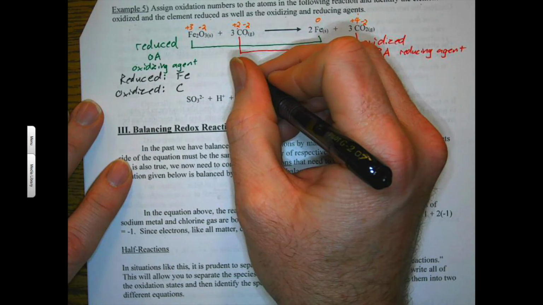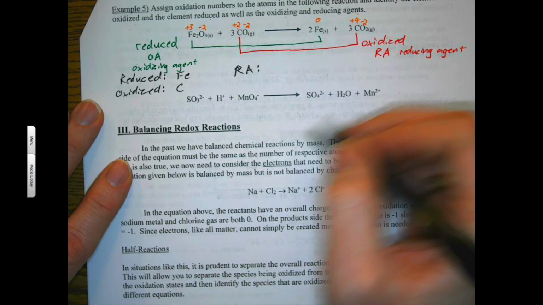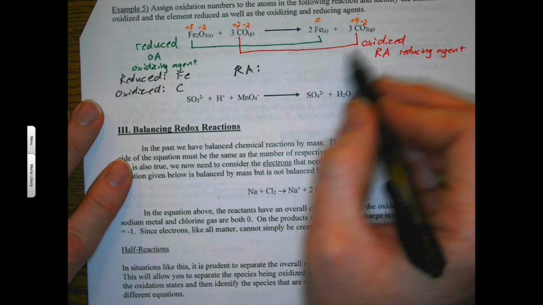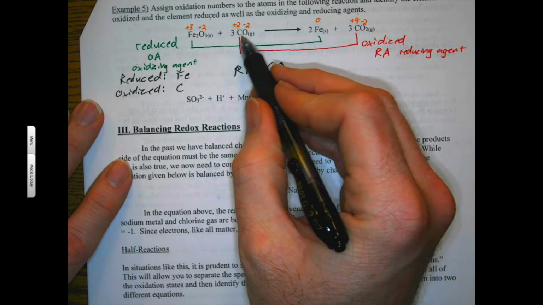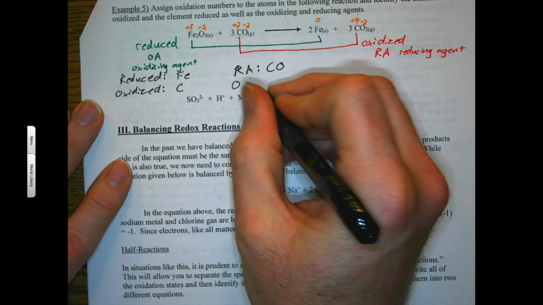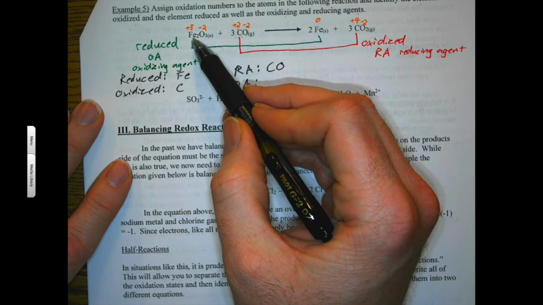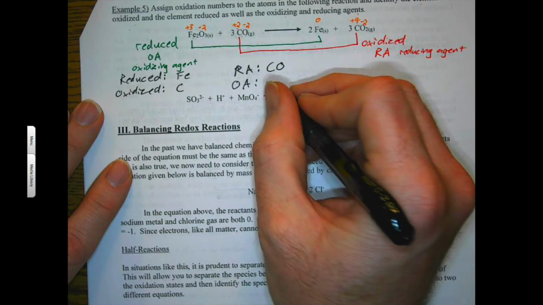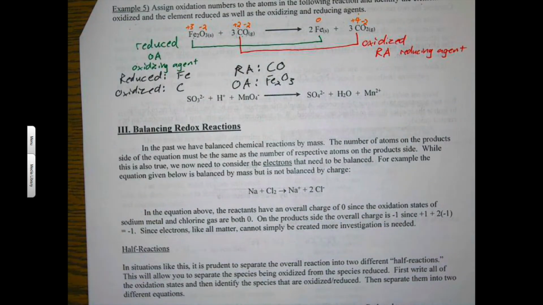Now for your reducing agent, that would have been the one in red right here. So that would have been carbon monoxide, CO. You're going to do the whole species this time, not just carbon. And then for the oxidizing agent, that was the one in green. You're not going to do iron, you're going to do iron oxide, Fe2O3. So that's what I mean by identifying the species. The species is the whole thing, not just the atom.